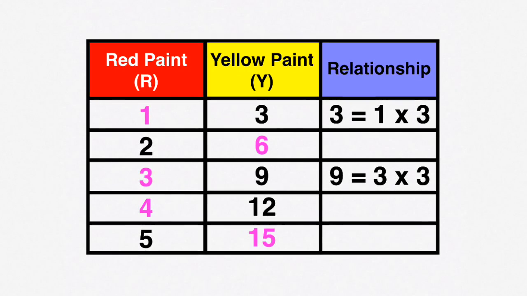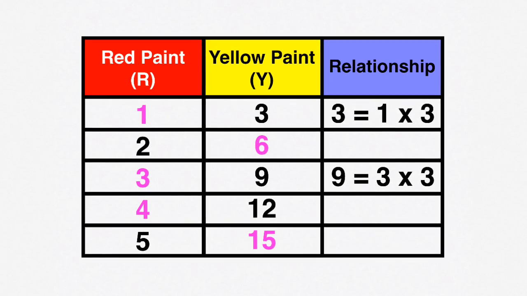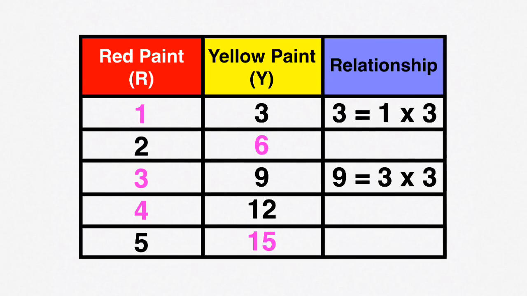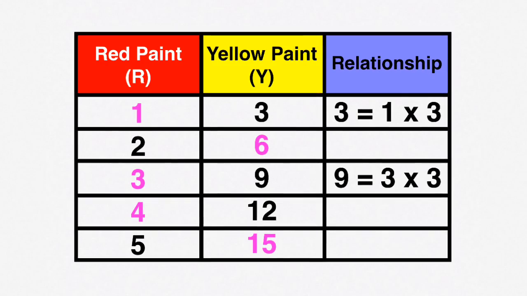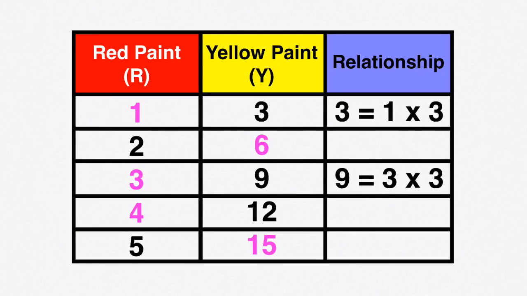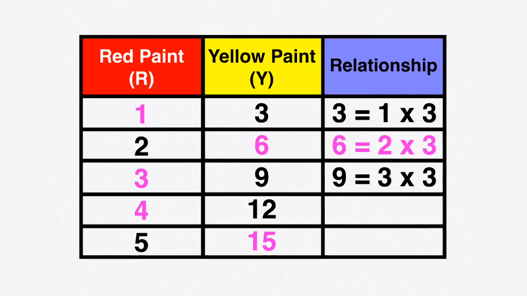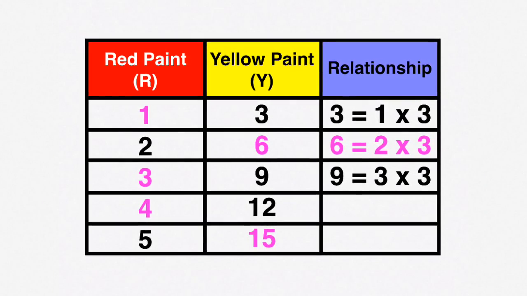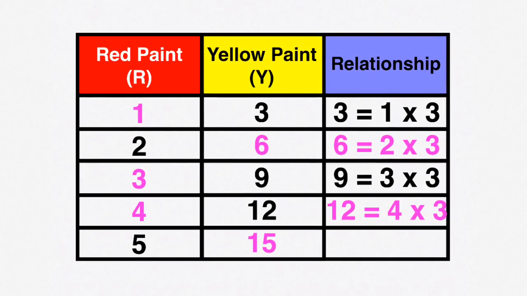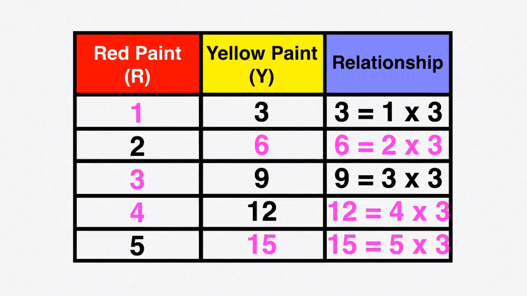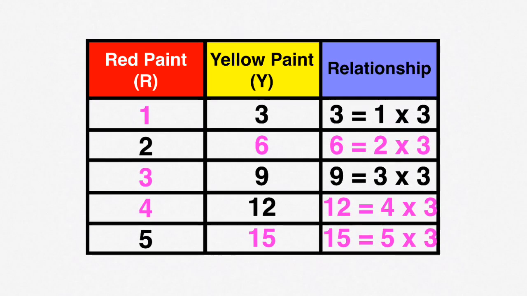Now we're going to describe each relationship between all of these values. For instance, the relationship between 1 gallon of red paint and 3 gallons of yellow paint is 1 times 3 gives us 3. The relationship between 3 gallons of red and 9 yellow is 3 times 3 gives us the 9 yellow. The relationship between 2 gallons of red and 6 yellow is that it's 2 gallons times 3 that gives us 6. And the relationship between 4 and 12 is 4 times 3 gives us the 12 yellow. And lastly, 5 gallons of red paint times 3 gives us 15 yellow gallons.